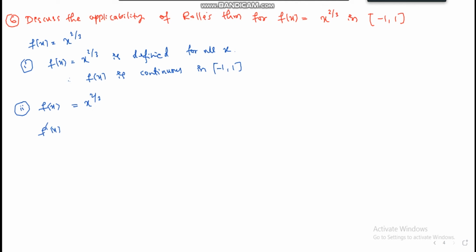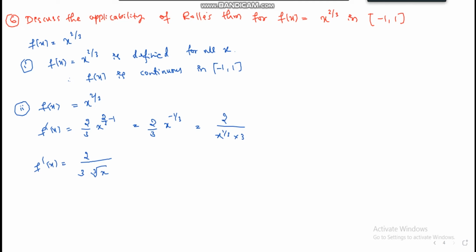Second condition: f of x is equal to x raised to 2 by 3. Now f dash of x becomes 2 by 3 x raised to 2 by 3 minus 1, which is 2 by 3 x raised to minus 1 by 3. That is 2 divided by 3 into the cube root of x. Simplifying, f dash of x is 2 divided by 3 into cube root of x, which does not exist at x equal to 0.